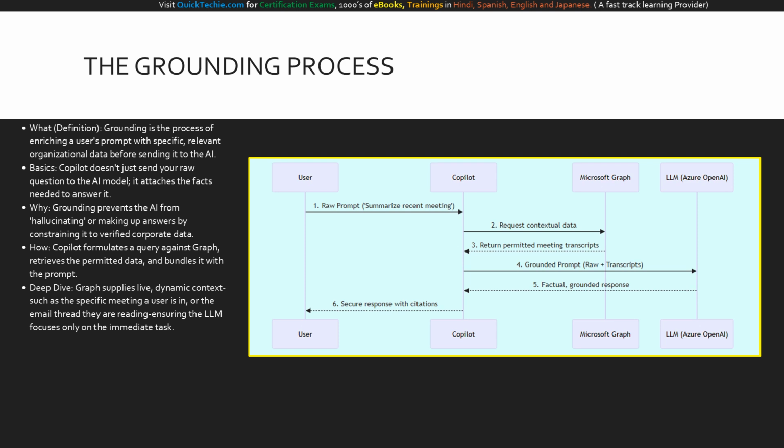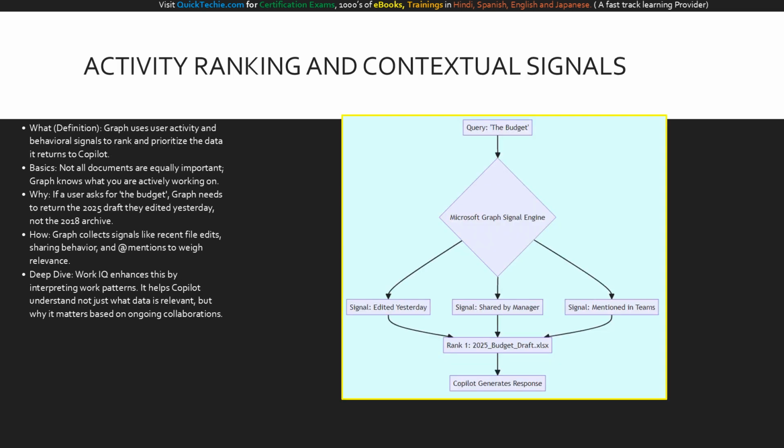This sequence diagram maps the grounding lifecycle. It starts with the user sending a raw prompt to Copilot. Copilot instantly reaches out to Microsoft Graph requesting context. Graph returns the permitted meeting transcripts. Step 4 is the magic. Copilot creates a grounded prompt, combining the user's instructions with the hard data from Graph, and sends this package to the LLM. The LLM processes this constrained data and returns a factual response, which Copilot then presents to the user, complete with verifiable citations.